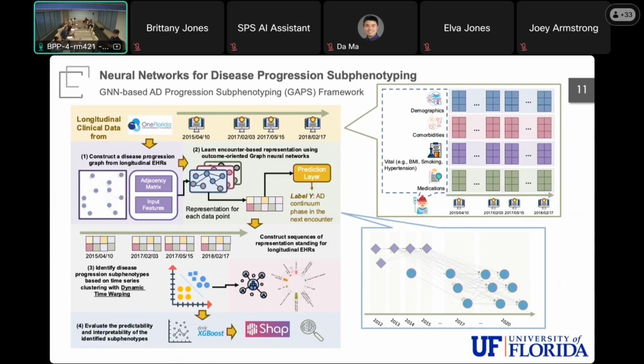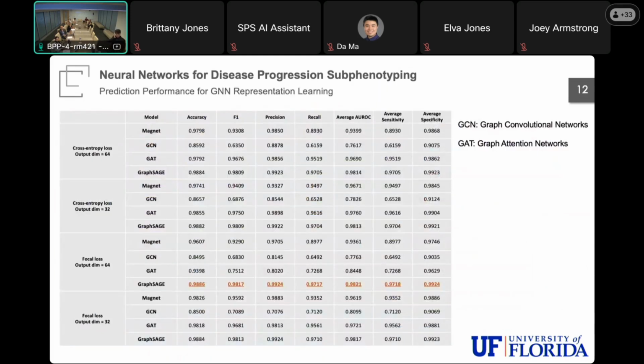So in the next step, we apply time series clustering methods on this representation sequence to learn the subphenotypes. Then in the end, we also evaluate the predictability or the interpretability of these identified subphenotypes. Okay, let's check the performance.